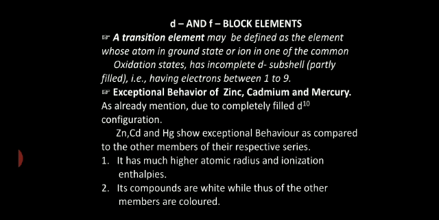The hardness of these metals indicates the presence of covalent bonds in them. This may be possible due to the presence of unpaired d electrons in them. The d orbitals containing unpaired electrons may overlap to form covalent bonds.